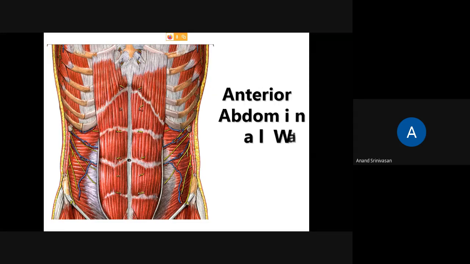All right. Now after we have divided it into 9 quadrants, we will see the anterior abdominal wall. As you know, the anterior abdominal wall is made up of muscles. Why not bones? Why are there no bones present in the abdomen? Because the abdomen has to expand.